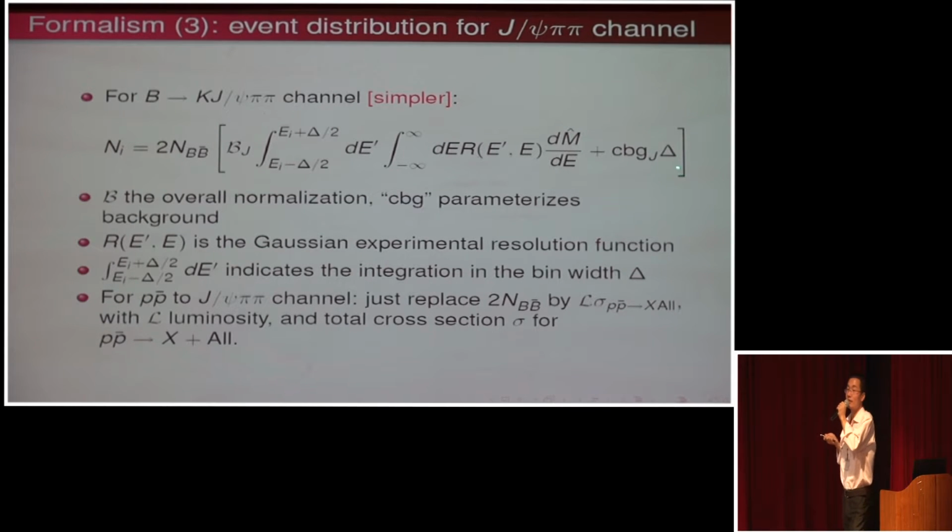And the C_BG is the background. We just use linear background in the short region. And here the R function is the Gaussian resolution function used by the experiment. Here we also include the beam width effect. That is, all the experimental details are also considered by us. And for the p p-bar to J/psi channel, you just replace this event number by the partial cross sections.